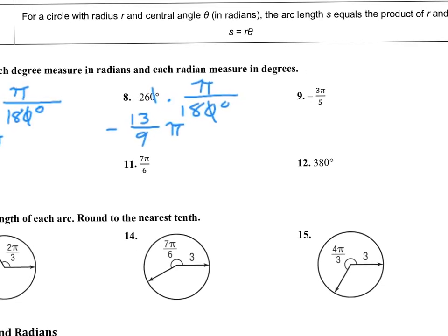Alright, number 9 is in radians. So when we multiply, we want the radians to cancel out. So those go on the bottom, and the degrees go on top. So the pi's cancel out, 180 divided by 5 is 36. 36 times negative 3 is negative 108. And this is now in degrees.